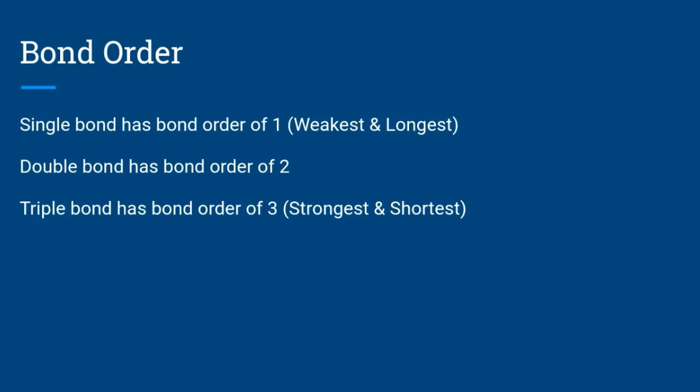So bond order starts off pretty simple. Let's say element X is bonded to element Y, I'm making these up. A single bond is a bond order of 1. Let's say element X is double bonded to element Y. That has a bond order of 2. Let's say element X is triple bonded to element Y. This is a bond order of 3.